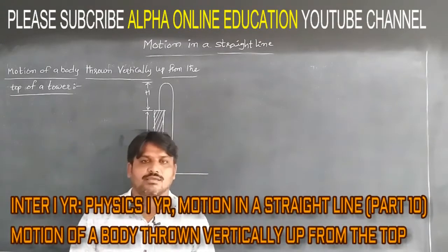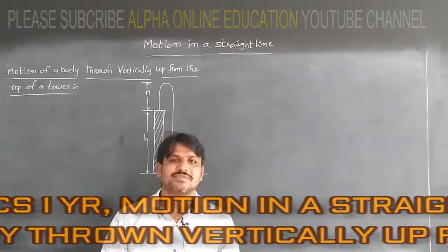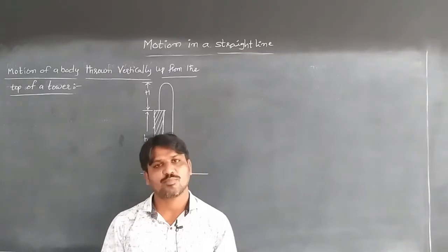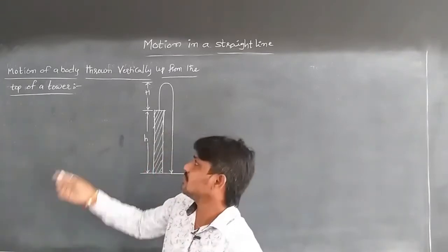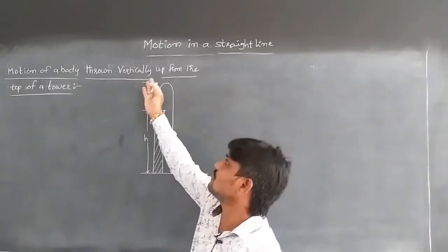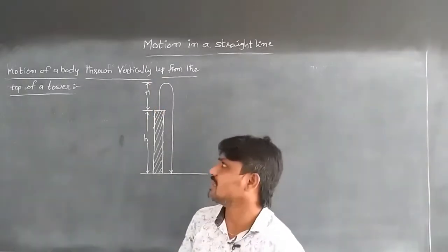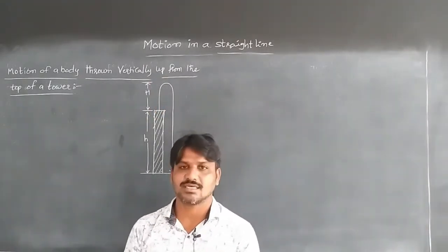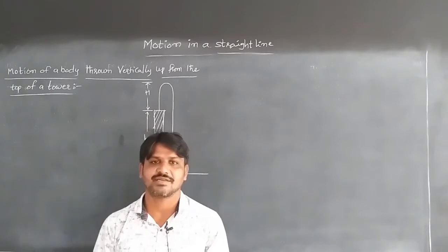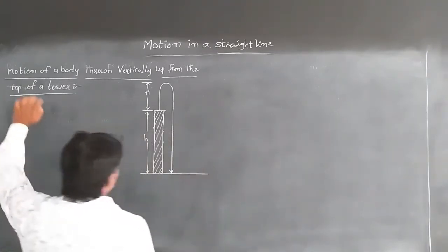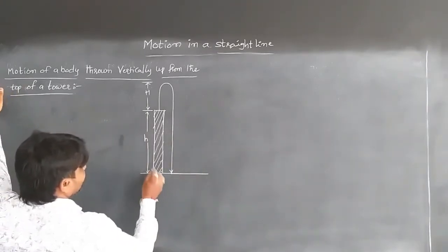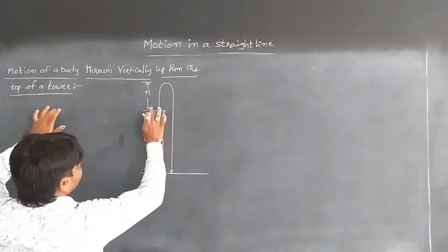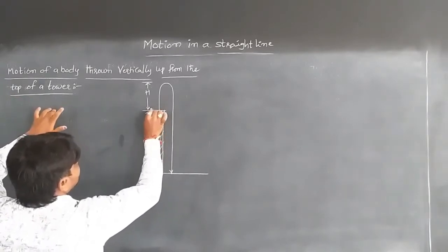When a body is projected from a certain height, or from the top of a tower, we consider the motion of a body thrown vertically up from the top of a tower, and find the distance. A tower of small h, AB.